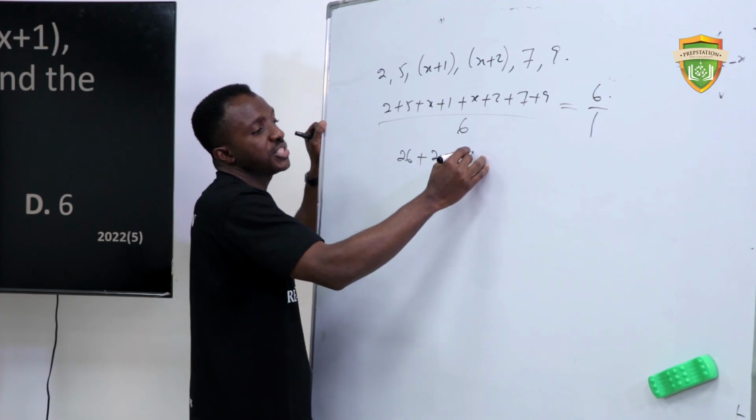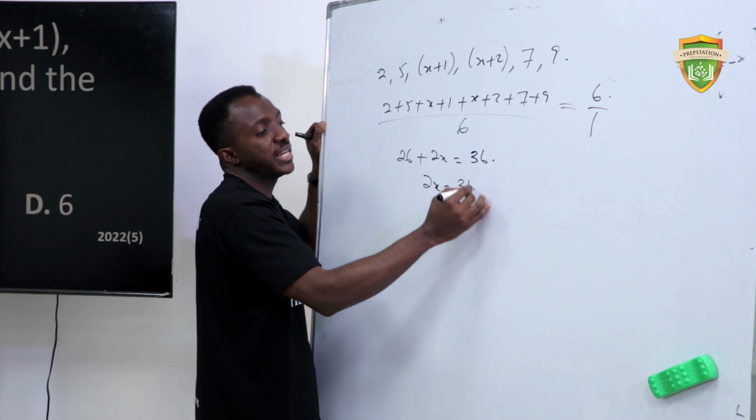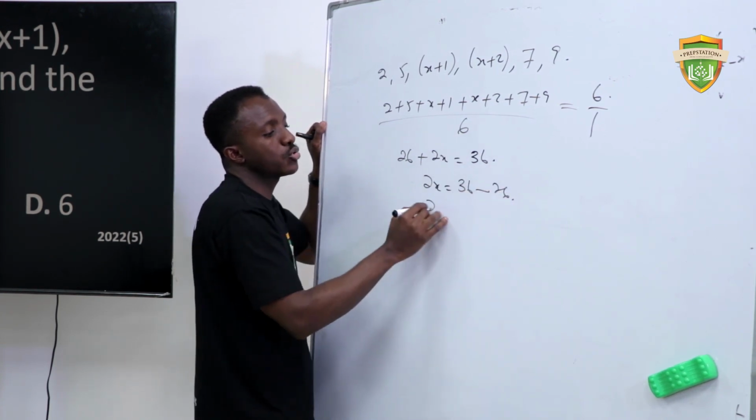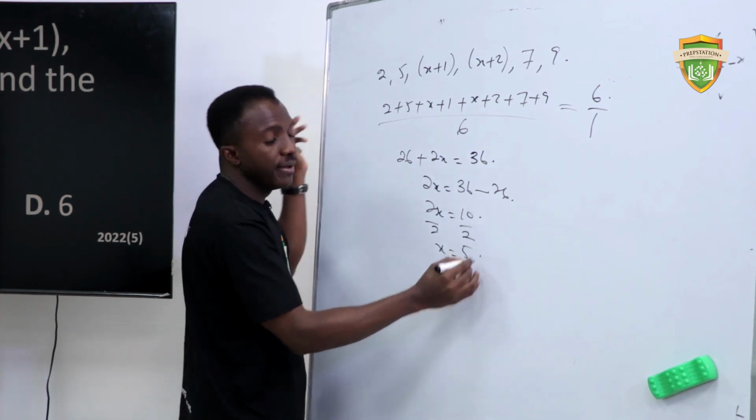Becomes 6 times 6, which is what? 36. So 2x is 26 moves over. 36 minus 26, so 2x is 10. If 2x is 10, x is simply 5.